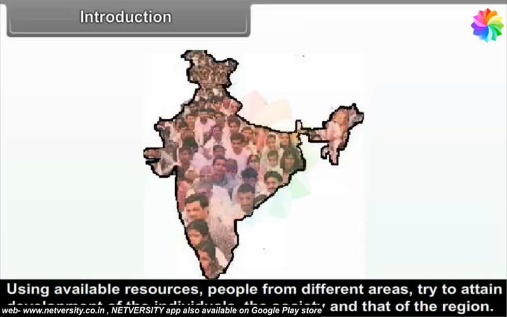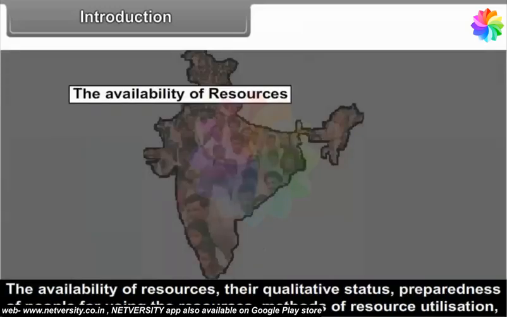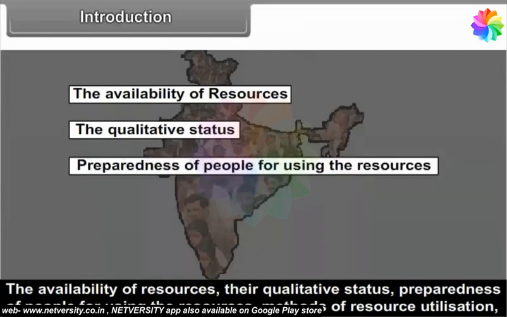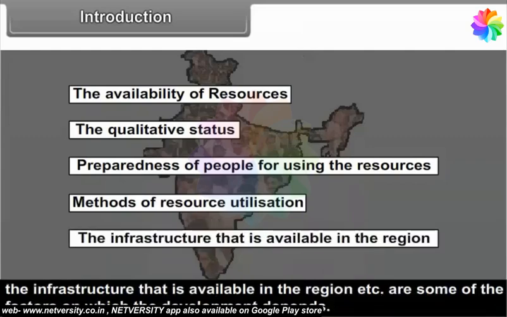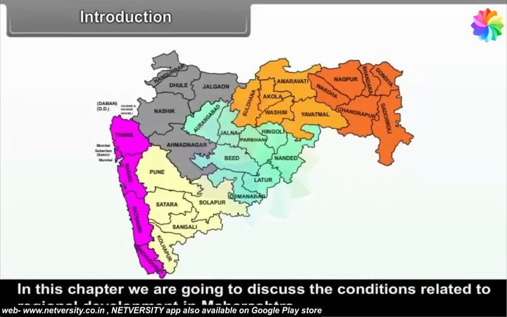Using available resources, people from different areas try to attain development of the individuals, the society, and that of the region. The availability of resources, their qualitative status, preparedness of people for using the resources, methods of resource utilization, the infrastructure that is available in the region, etc. are some of the factors on which the development depends. In this chapter, we are going to discuss the conditions related to regional development in Maharashtra.